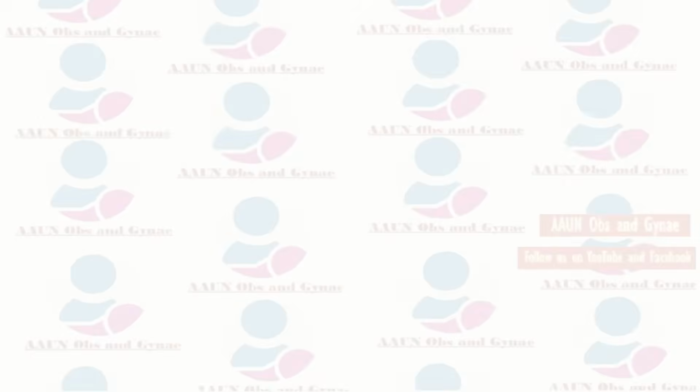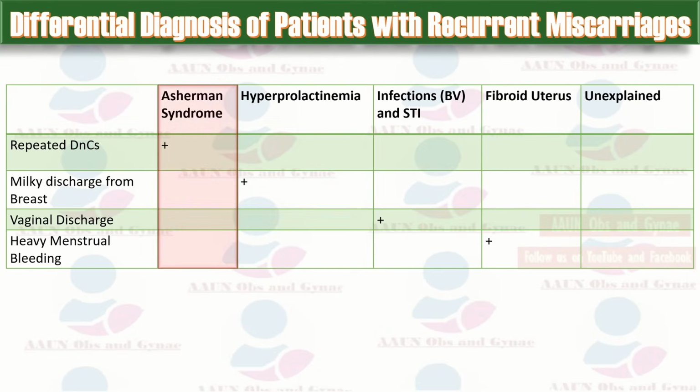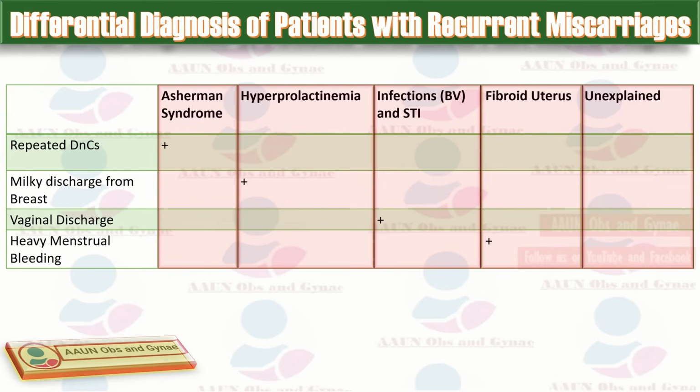For Asherman syndrome, ask about repeated DNCs. For hyperprolactinemia, ask about milky discharge from the breast. And vaginal discharge indicate STIs. For fibroid uterus, ask about heavy menstrual bleeding. And if all these causes are not present, she might have an unexplained cause of recurrent miscarriages.